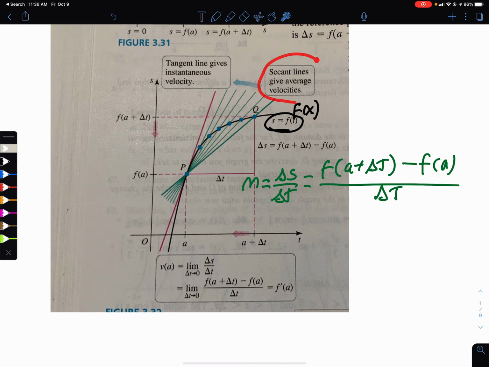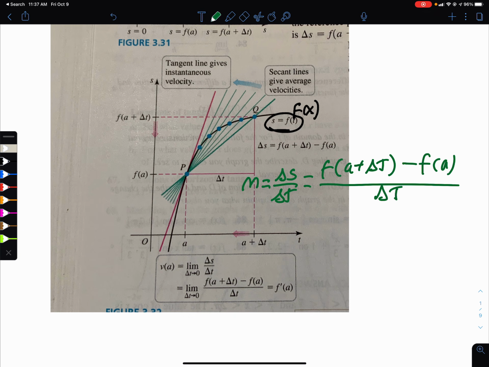The secant line gives you average velocity because it tells you over this large amount of time how far you went compared to that time. It's not at every instant, but overall your average rate of change. So this is your formula for average velocity, but let me change the units.